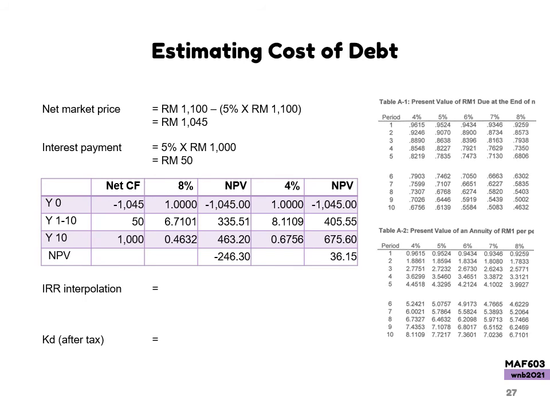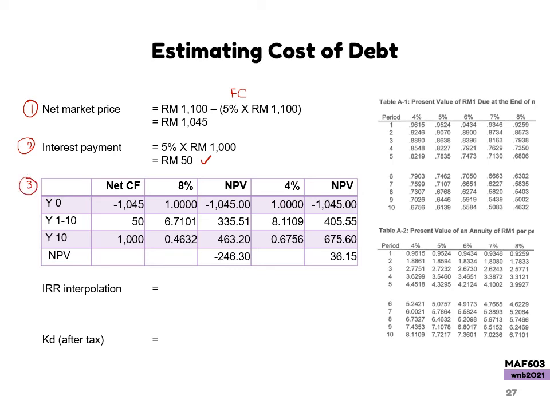So this is the working. First, mula-mula cari net market price. Tadi kita dah ada market value of bond tu 1,100 minus flotation cost 5%. So kita ada sebanyak RM1,045. Second step, cari interest payment. Interest dia 5% daripada par value. So setiap tahun dia akan bayar interest sebanyak RM50. After that, the third step, you kena buat present value table.